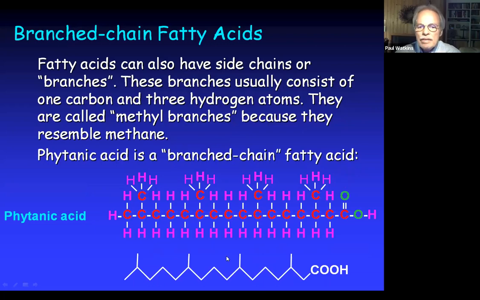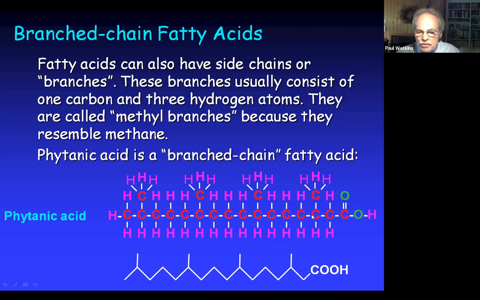We can also have branched chain fatty acids in addition to straight chain fatty acids. These branches are little side chains, which you show here, that are usually composed of one carbon atom and three hydrogen atoms. If you recall, methane had a carbon atom surrounded by four hydrogen atoms. So these branches are called methyl branches because they are related to methane.